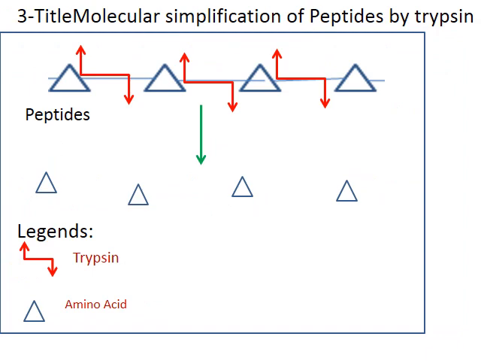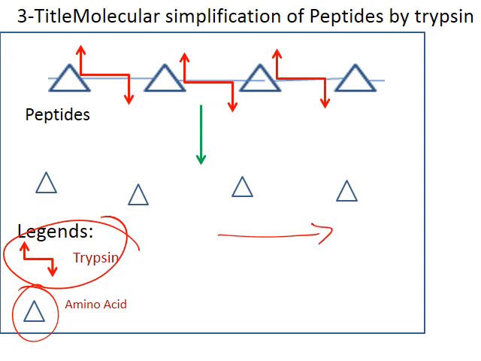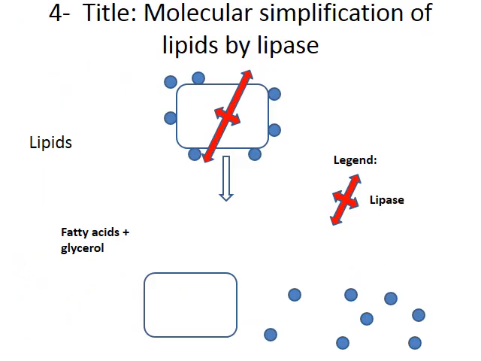Third, molecular simplification of peptides by trypsin, the same idea. You have to give the legend, you have to give the symbol for the enzyme. It should not necessarily be like this. It can be a normal arrow, 2 arrows, for example, like this. You can draw whatever you want, simply like this. This is an arrow. You can use whatever you want. This goes also for the simplification of lipids by the enzyme lipase.